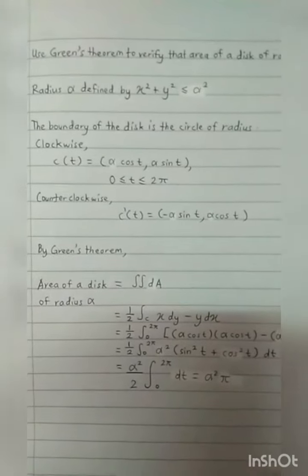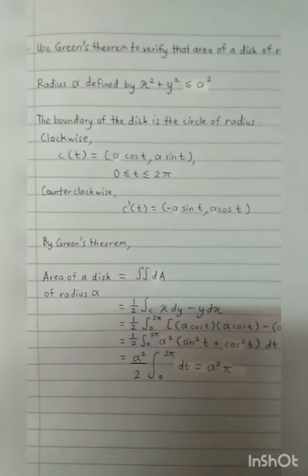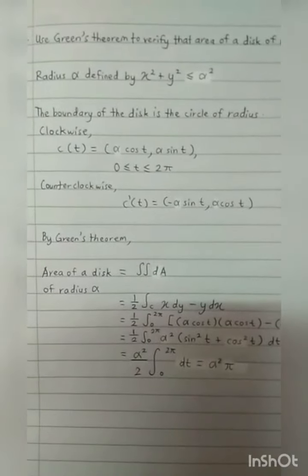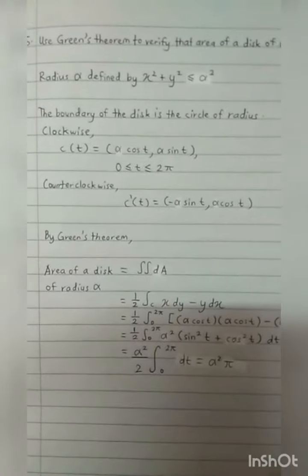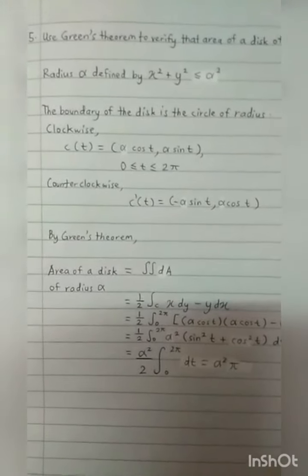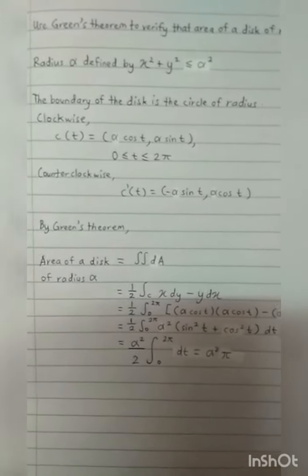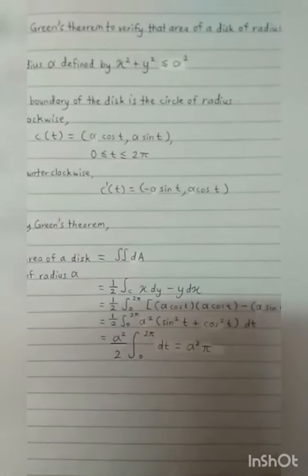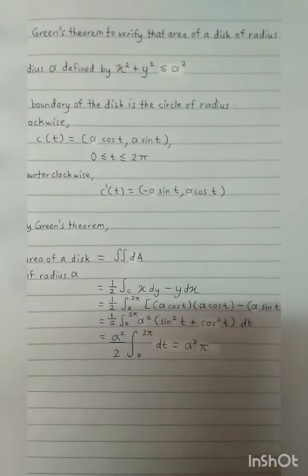The boundary of the disk is the circle of radius alpha. In clockwise, the value of x is alpha cos t, and the value of y is alpha sin t. It is in the region of t from 0 to 2 pi. For the counterclockwise value, we will just differentiate the clockwise value, and we will get the x value is negative alpha sin t, and the y value is alpha cos t.